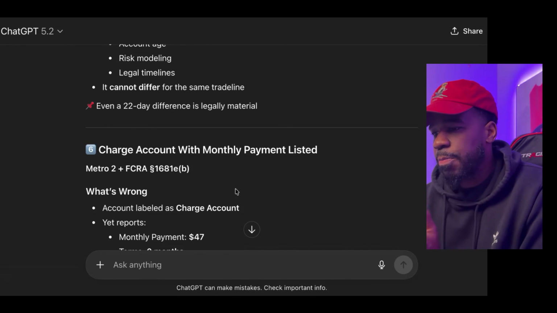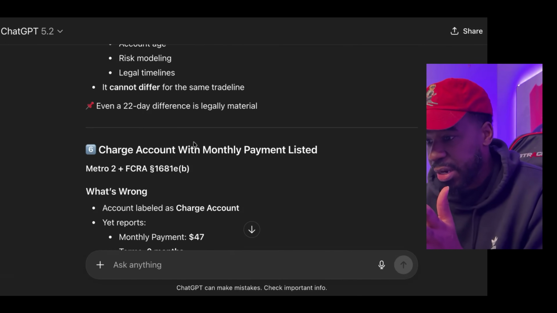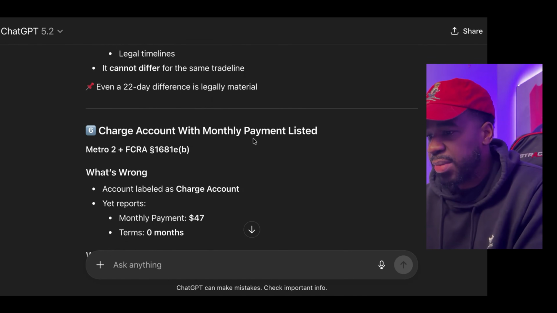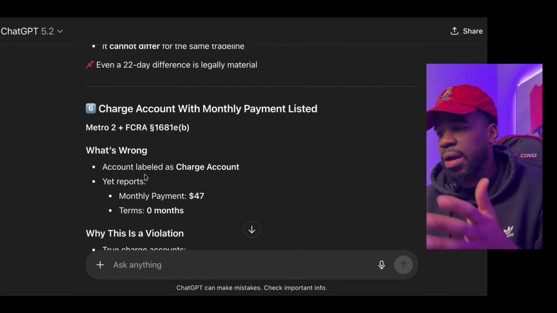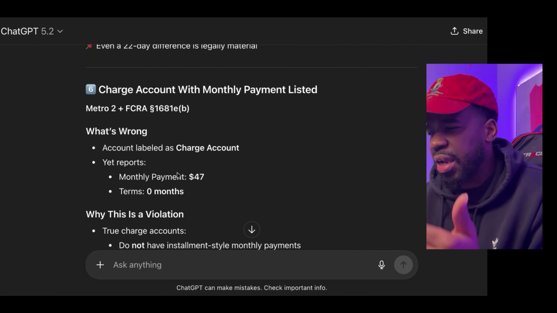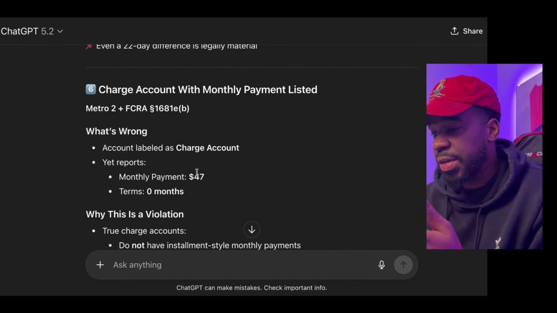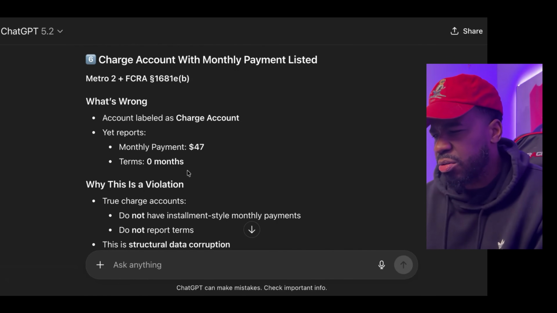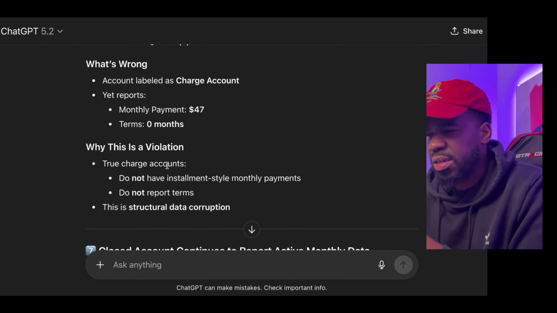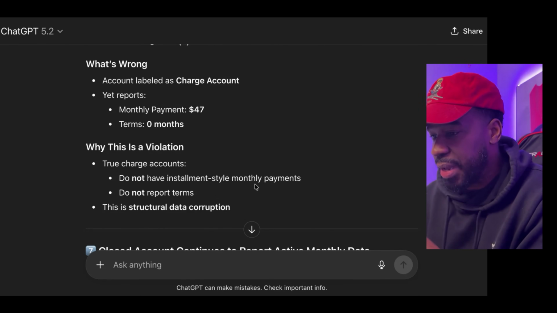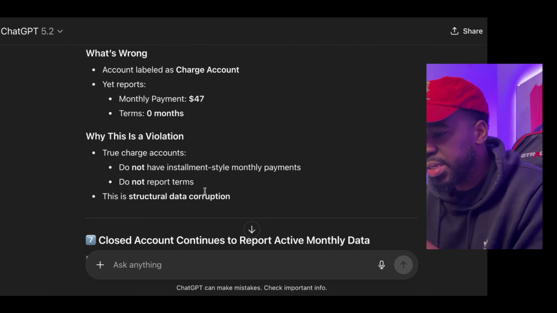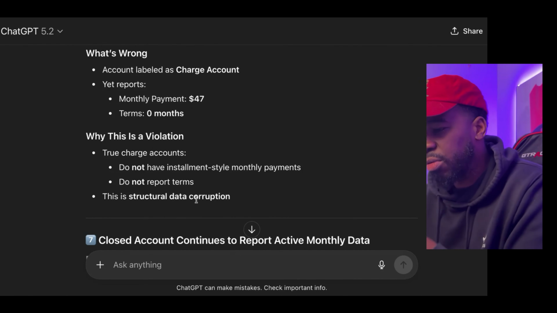So, number six, here's the sixth violation. Charge account with monthly payments listed, Metro 2 plus FCRA 1681e(b). What's wrong? The account is labeled as a charge account, yet reports a monthly payment of $47 and terms of 0 months. While this is a violation, charge accounts do not have installment-style monthly payments and do not report terms. This is structural data corruption.